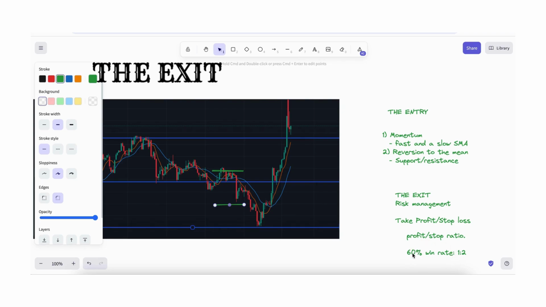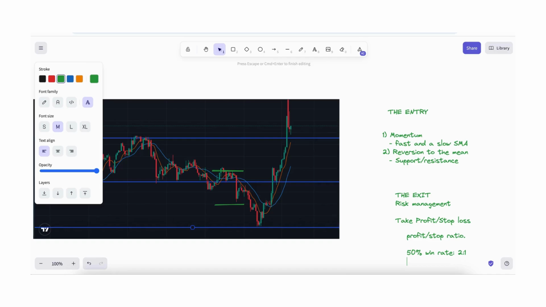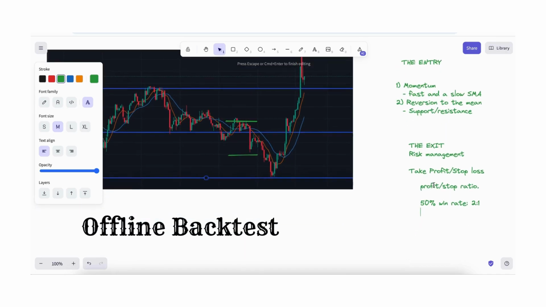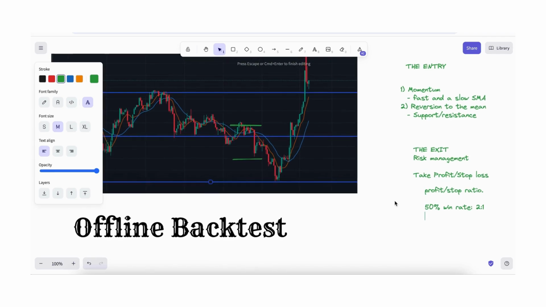Even a 50% win rate is good. Let's say you have a 50% win rate, but you have a 2:1 profit to stop loss ratio. That's a winning strategy for you. So those are the two important things when you want to decide how you want to take a trade using algorithmic trading.